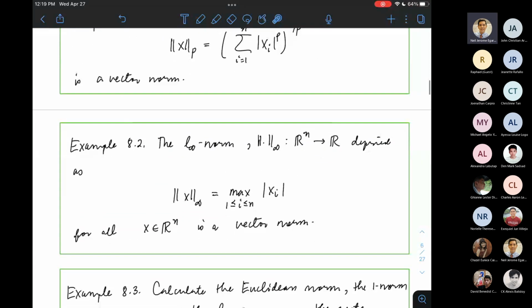Tapos ano pa ba dito? Then we have the L infinity norm. Yung L infinity norm naman ay de-denote natin by the norm bars, may subscript na infinity, tapos it is computed as the maximum absolute value among the entries. Okay? Makikita mo lahat ng entries, kunin mo yung absolute value nila, yung pinakamalaki, yun yung i-assign natin as the L infinity norm of the vector x.